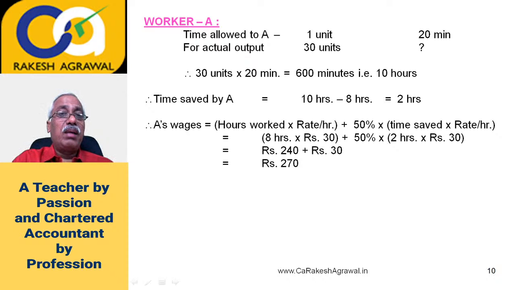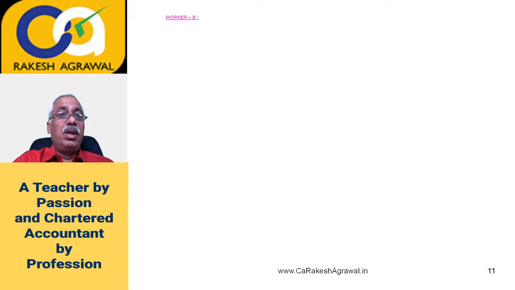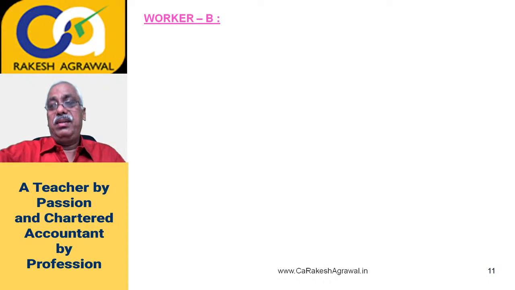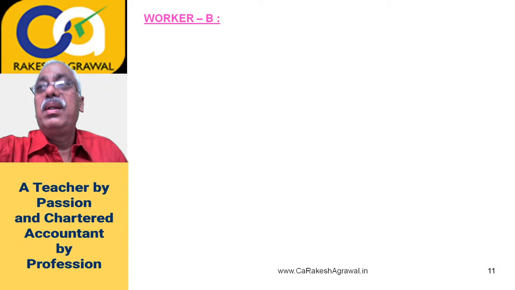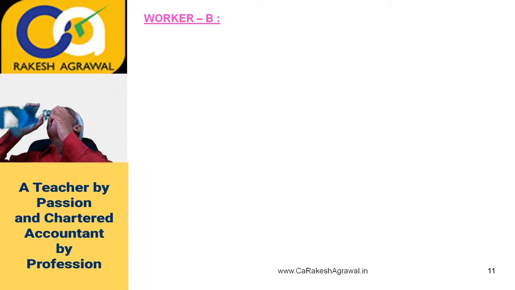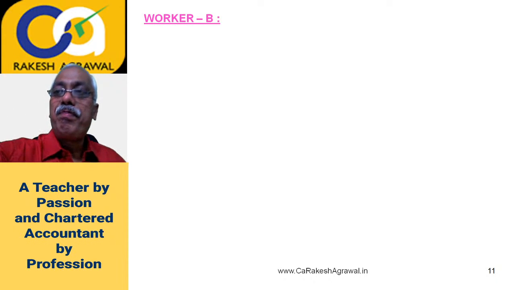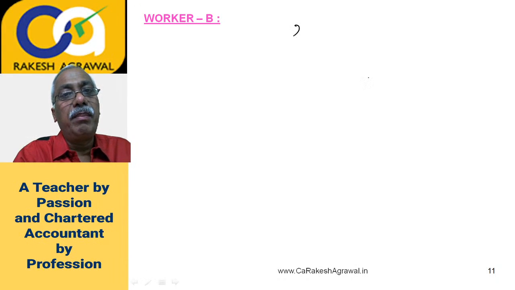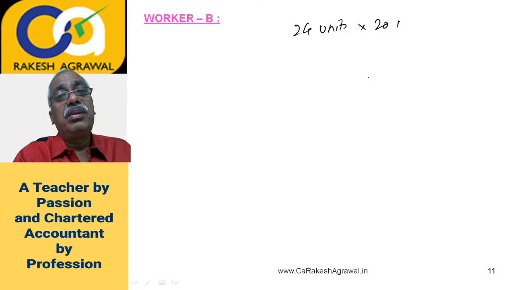Now let's do the similar calculation for worker B. You can try what should be the standard time allowed for worker B. Just try. I'll wait for some time. Standard time allowed for worker B. Do you remember how many units worker B had actually produced? If you have written down the data, worker B had produced 24 units. And for each unit we allow 20 minutes time. So for 24 units, how much time will you allow a worker?